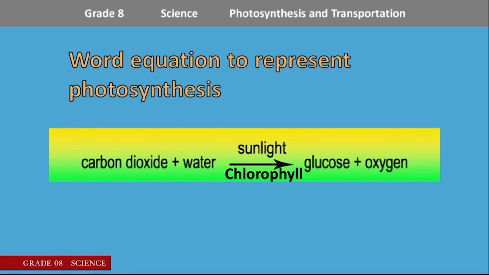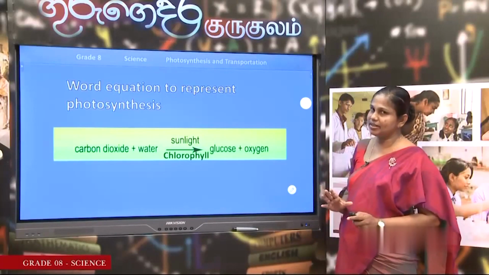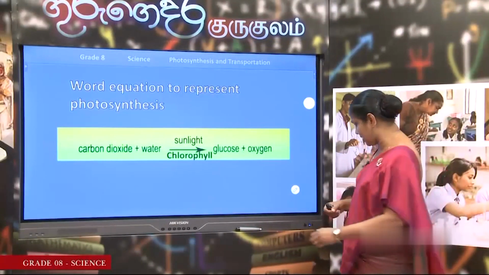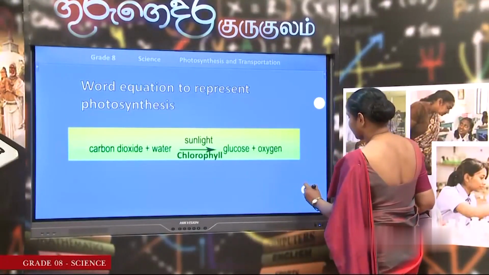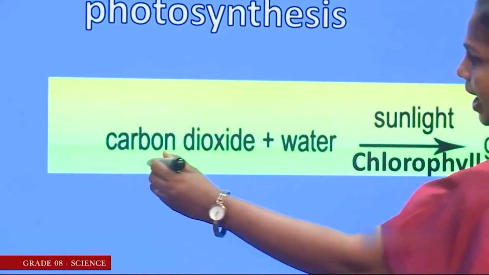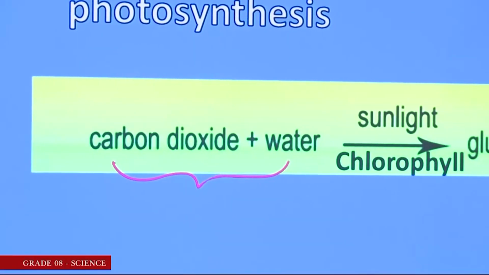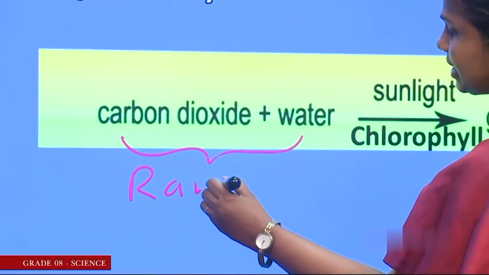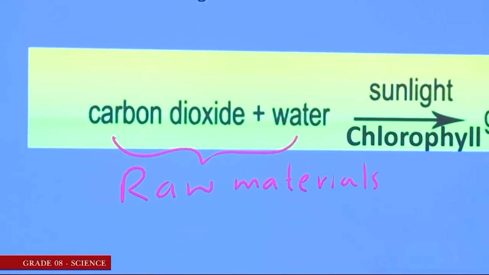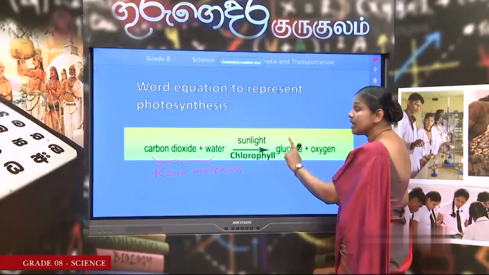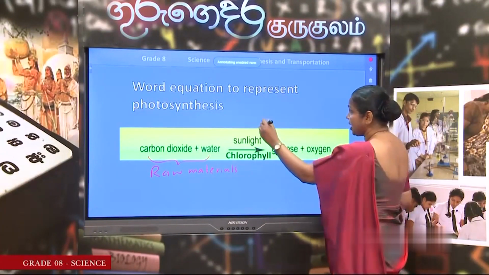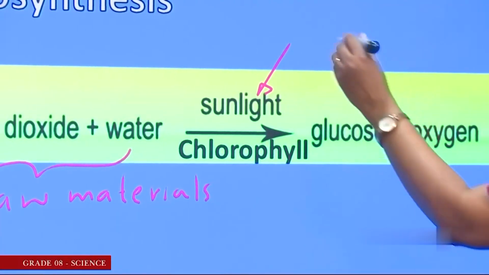Because there are some reasons for writing this equation like this. What are the reasons? Let me explain the reasons for writing the equation like this. Here, these two, carbon dioxide and water, are considered as raw materials for this process. Raw materials. Right? And sunlight is not a raw material. Because of that, it is written just on the arrow. This is the source of energy. Energy source.